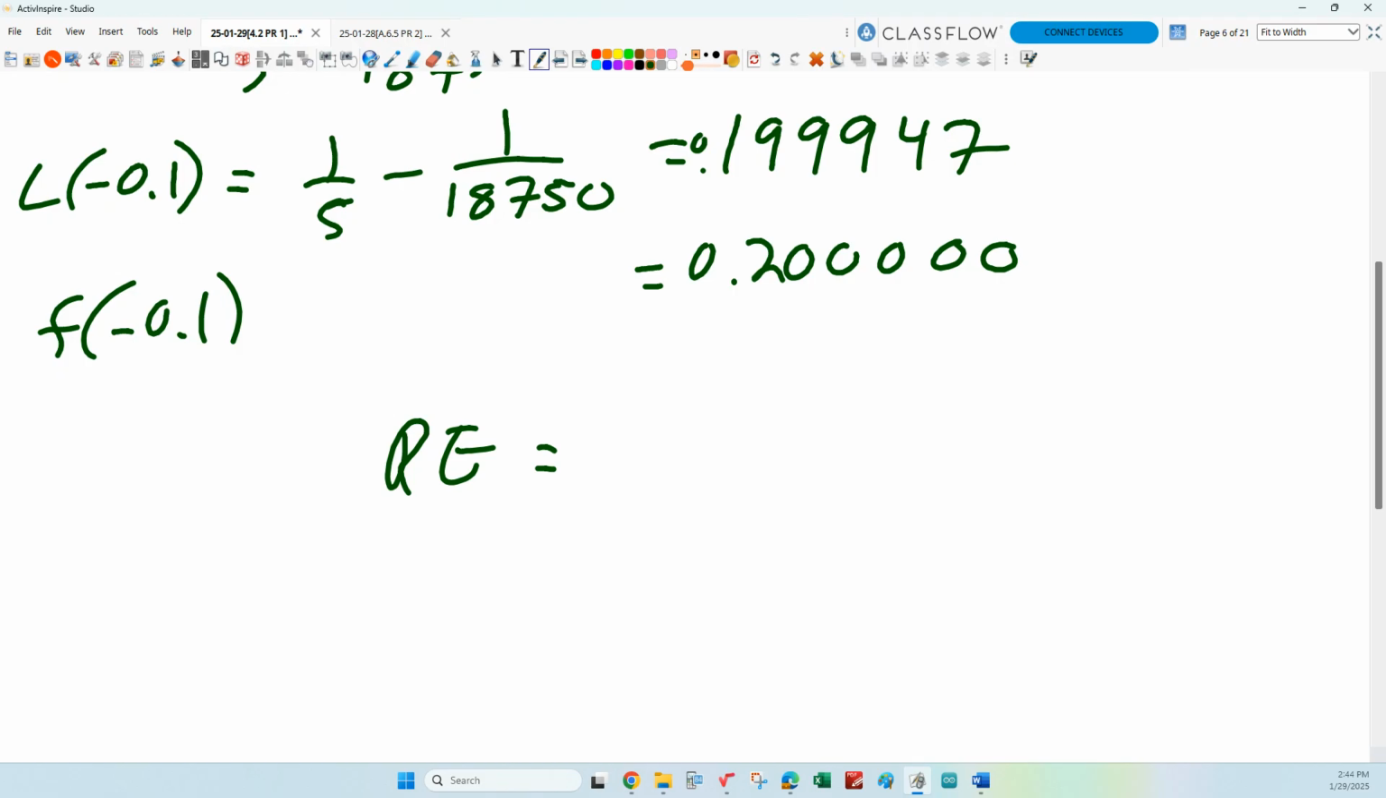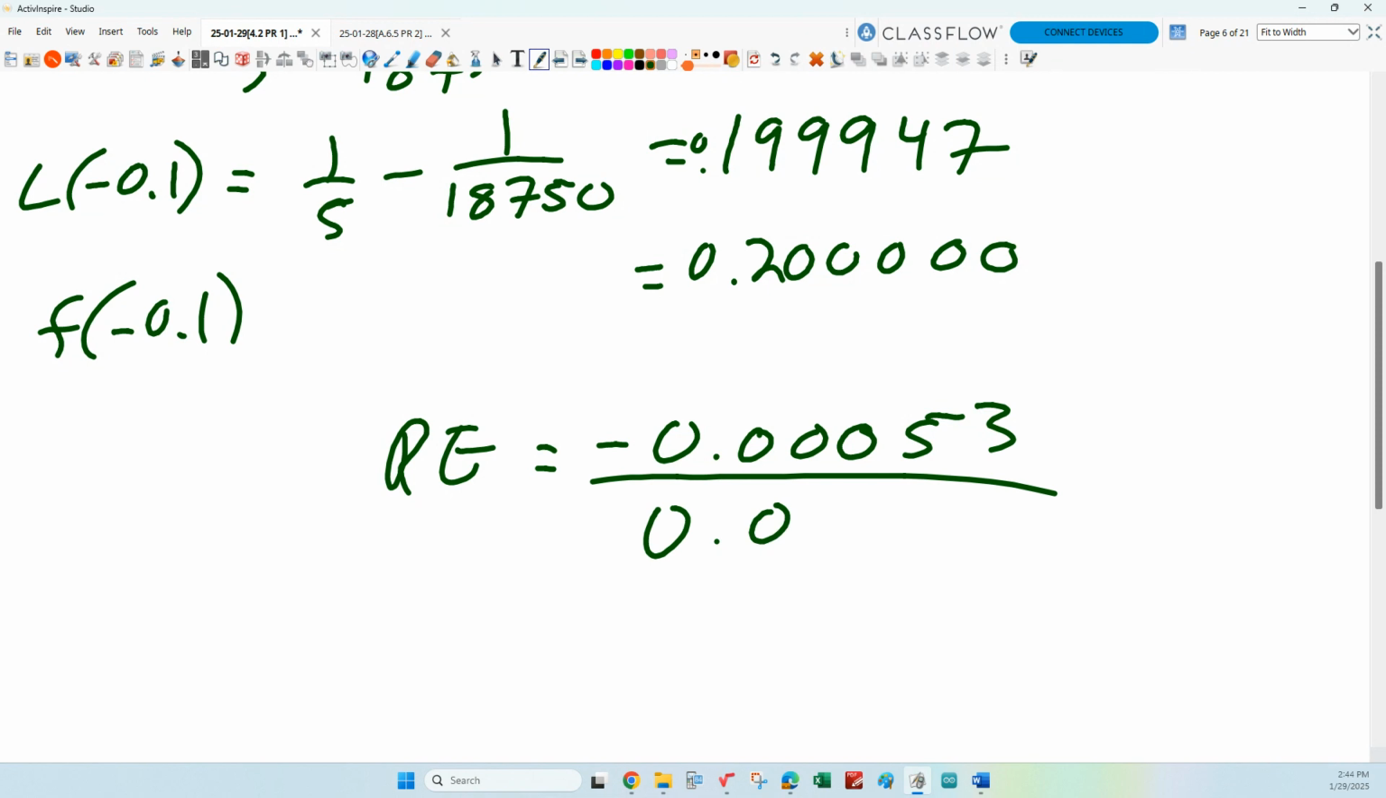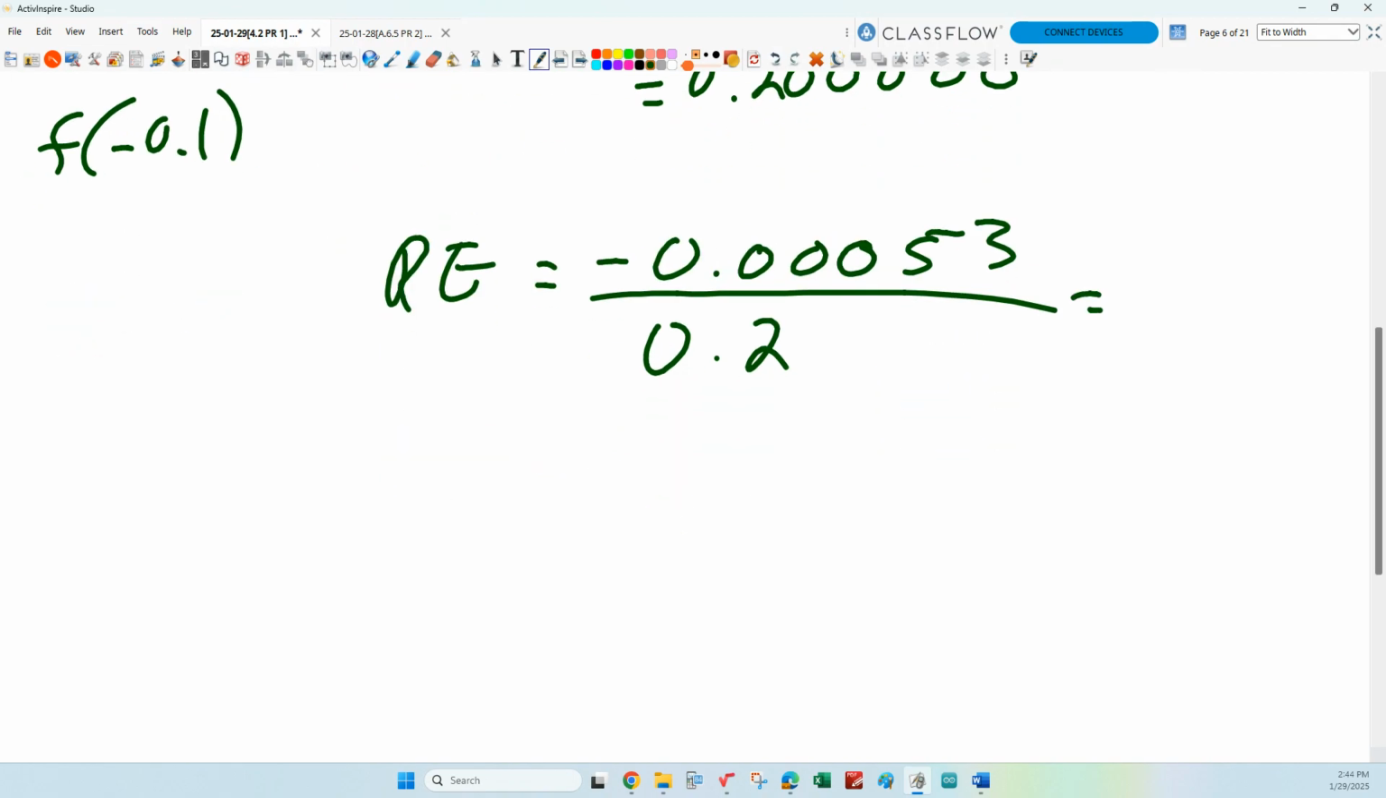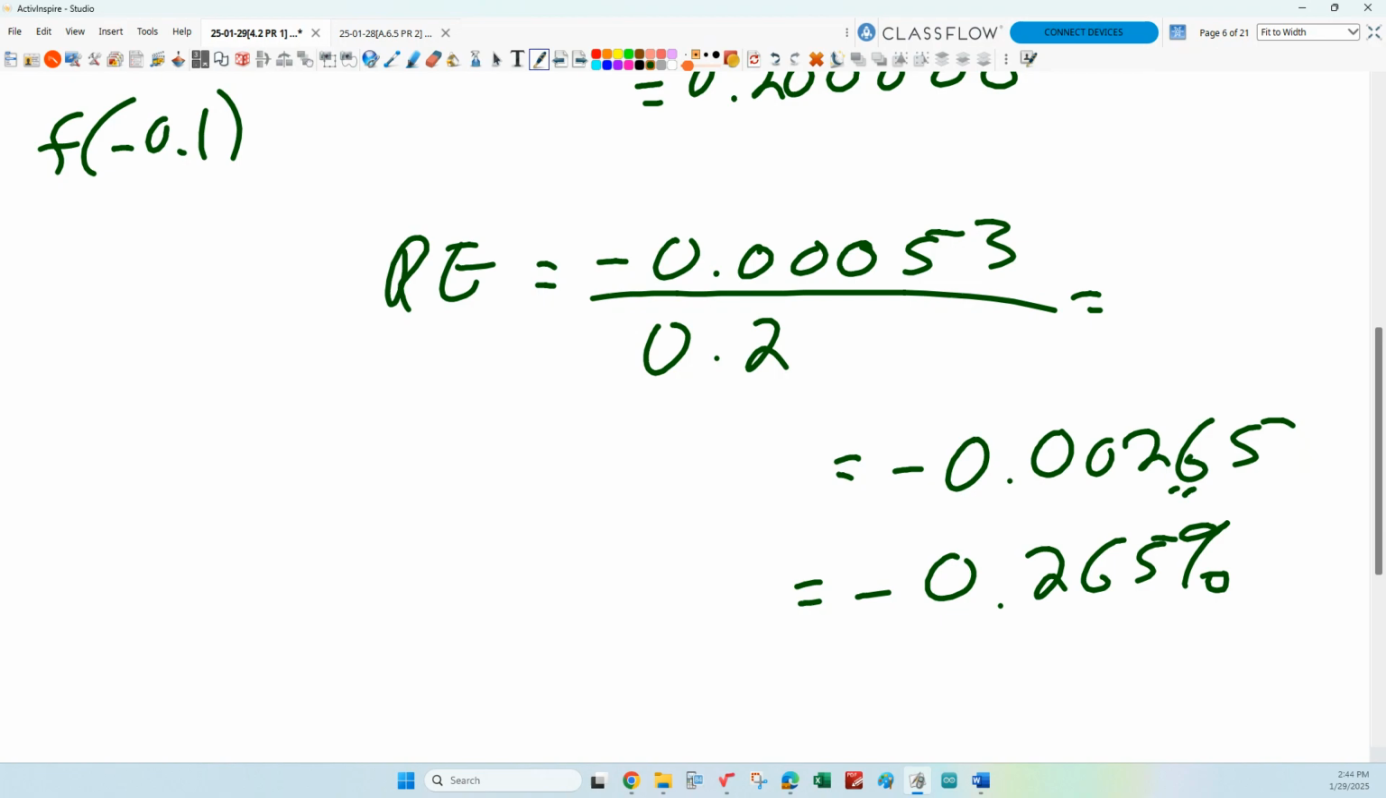we're going to get negative 0.00053 over 0.2, right? And just infinite zeros. So what's that give us? Negative 0.00265. So that's negative 0.265%, right? Good? Okay, we're out of here in 1 minute.